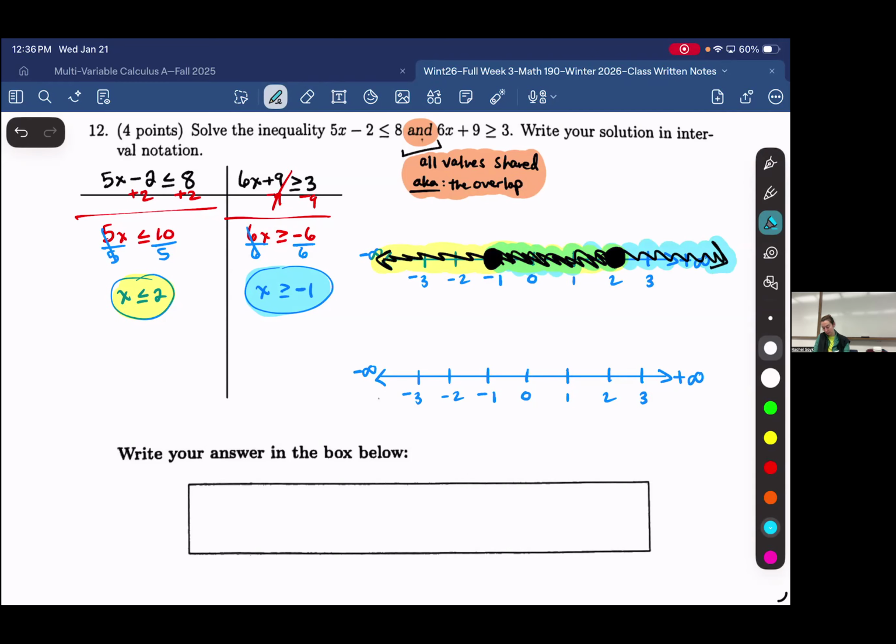And again, our "and" stands for the overlap. So yellow plus blue creates green. The green is our solution. So if we were to graph the green down here, we would get all values from -1 up to +2. And so in interval notation, that's just hard bracket -1, comma, +2, hard bracket.